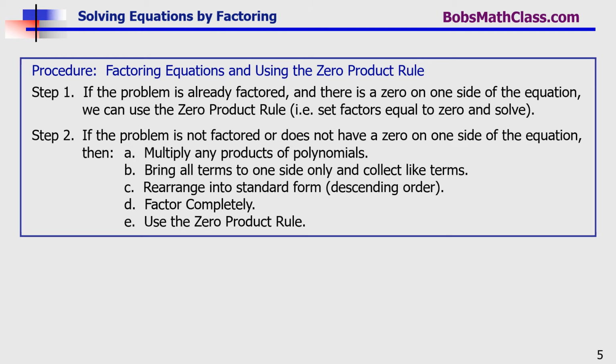Now B says, bring all the terms to one side and collect like terms. So there's a 5 on the right-hand side, we've got to bring it over to the left-hand side to get a 0. That's what we're doing. We've got to get a 0 on one side. And then we're going to rearrange into standard form, or descending order. Then we factor. Lastly, we can use the zero product rule. Alright, so let's do some examples.